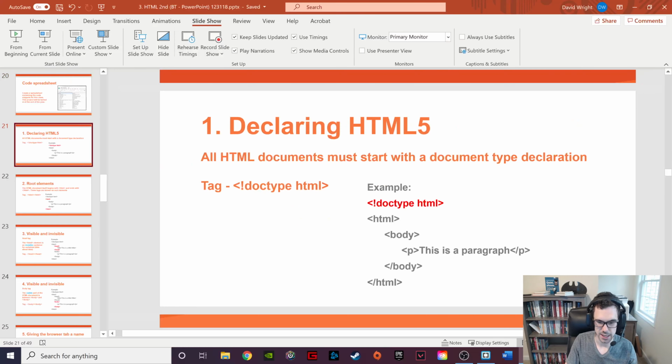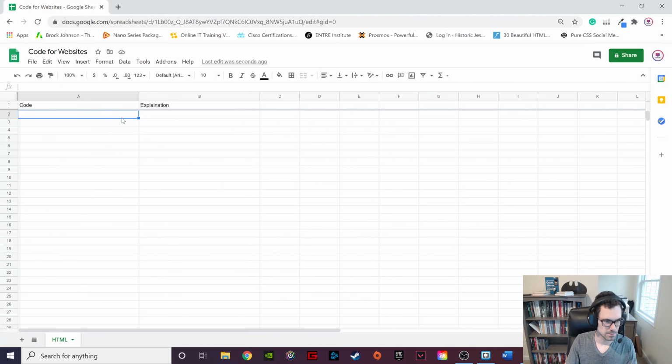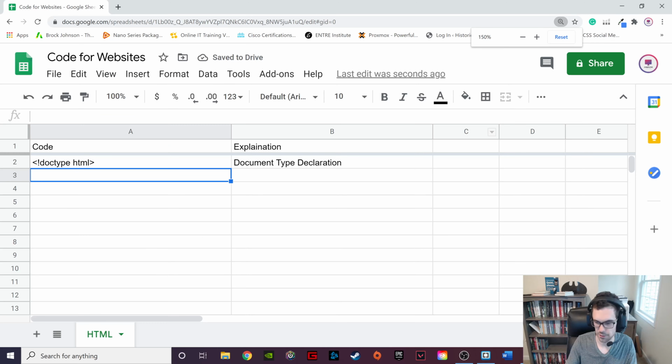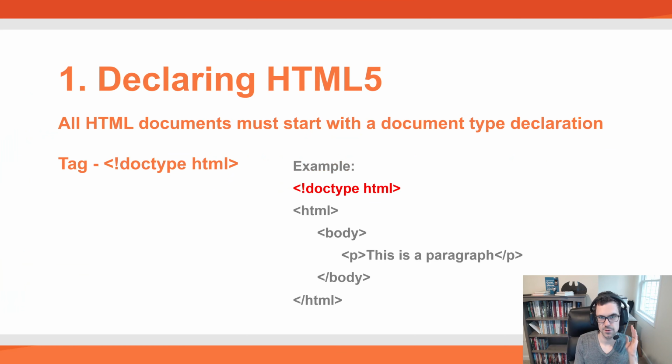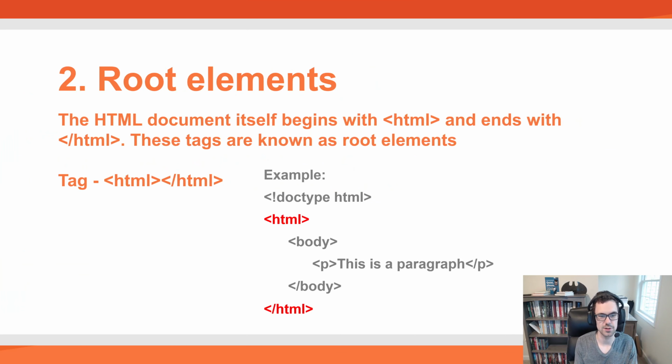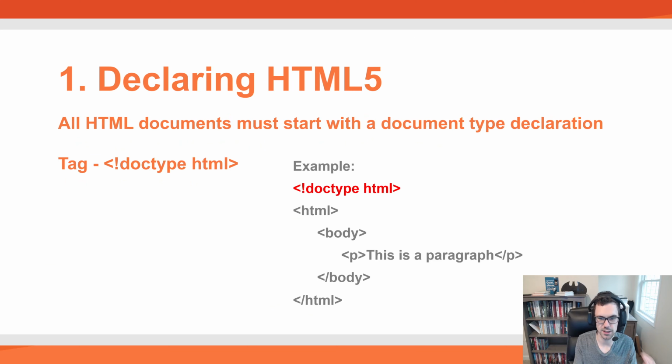So let's add that tag to our spreadsheet. So we have a bracket, doctype, html. Document type declaration. Okay, let me just make this a little bit bigger so you guys can see it. All right, moving on. So that is imperative tag number 1. You have to start all documents with this. Okay, and this basically declares that you're writing HTML5. Okay, I don't know if I said that or not.